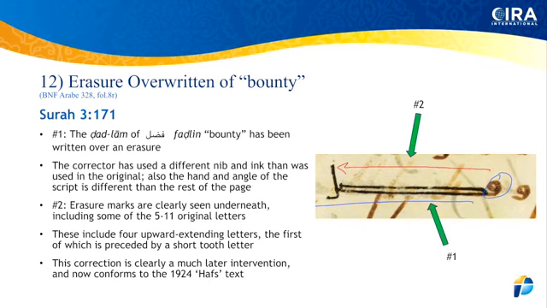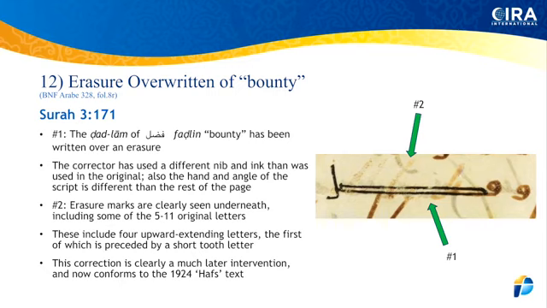Now take a look at number 2. Look at the number 2 from above. It's pointing down to those erased letters. You can clearly see them underneath. There's anywhere between 5 and 11 of those letters that they did not do a very good job of erasing. And these include 4 upward extending letters. You can see 1, 2, 3, 4. If I can show people.